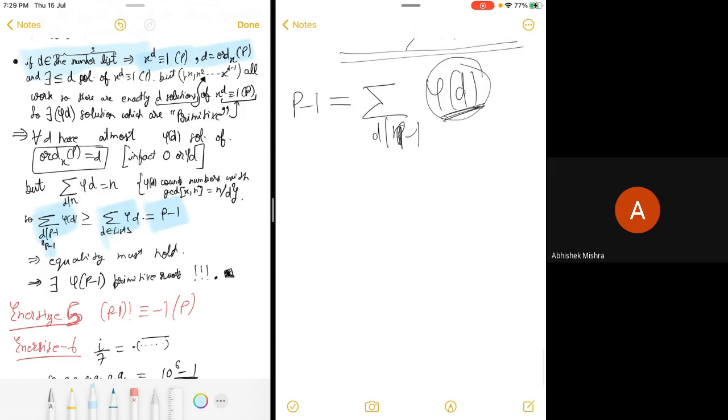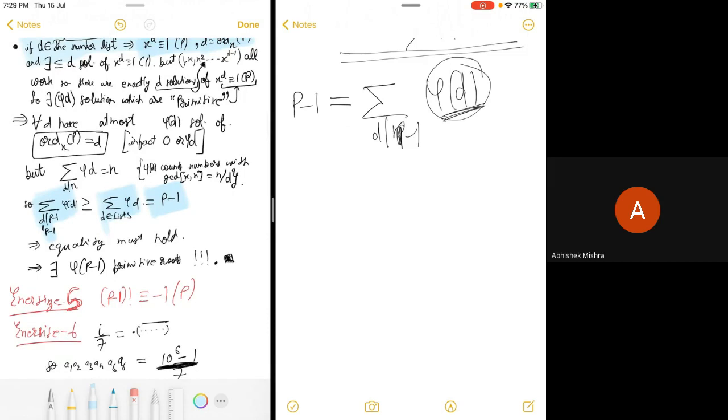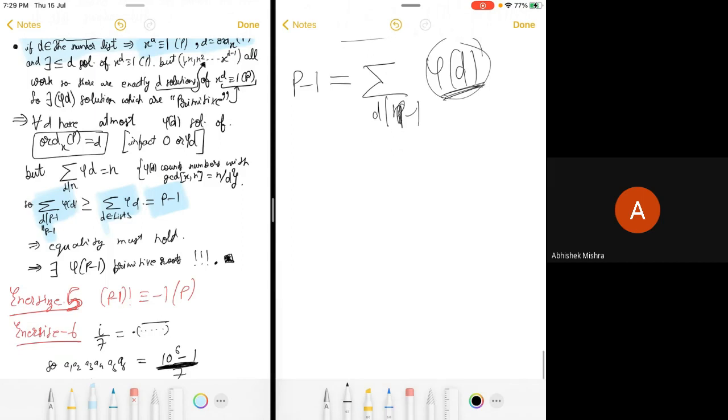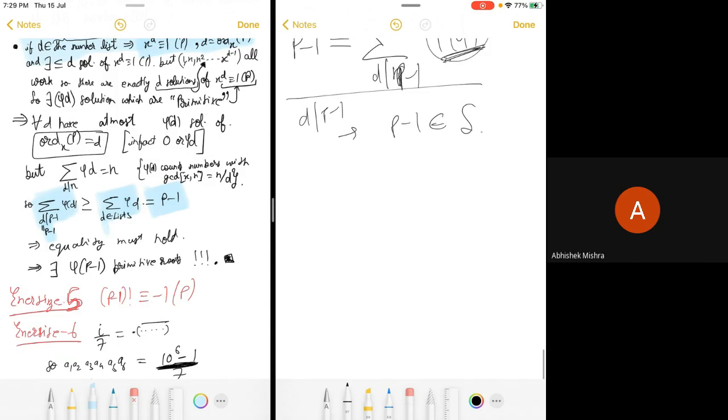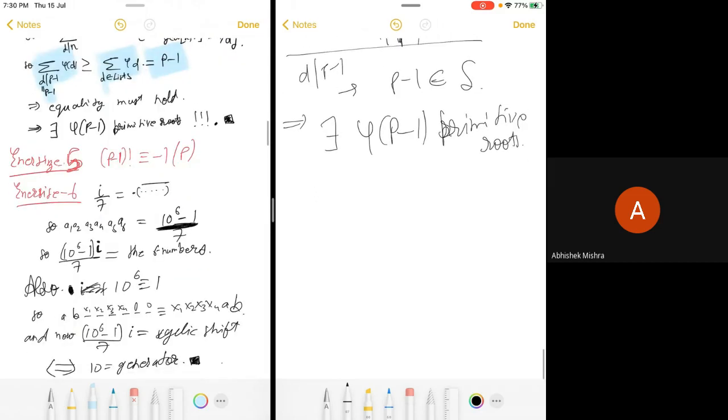But then this shows p minus 1 is greater or equal to p minus 1, and so equality must hold. That means every d dividing p minus 1 must belong to the list. So p minus 1 also belongs to the list. So we are done. We have shown that there exist not one but exactly phi of p minus 1 primitive roots. Is this clear?